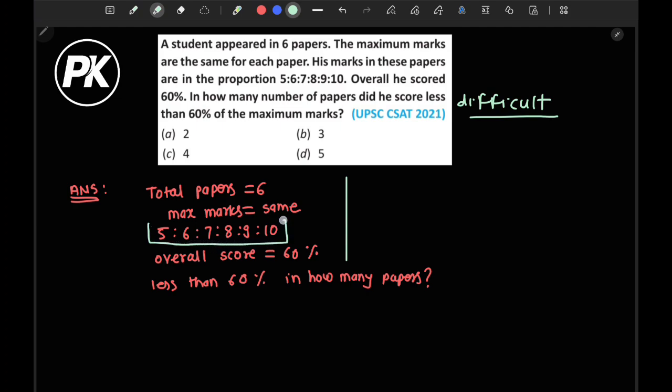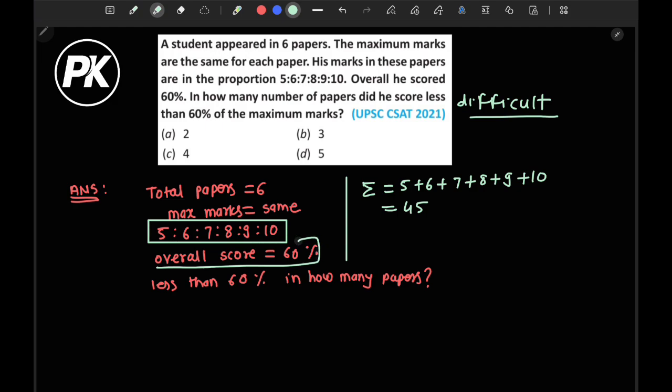Now let's see. Here I know the proportions. So if the proportions are given, let's do the summation of proportions. So what is the summation? 5 plus 6 plus 7 plus 8 plus 9 plus 10. If you do the summation, that is around 45. So this is the summation. And this 45 is nothing but his overall actual score, which is 60%, right? So this 45 is nothing but the 60% he got.